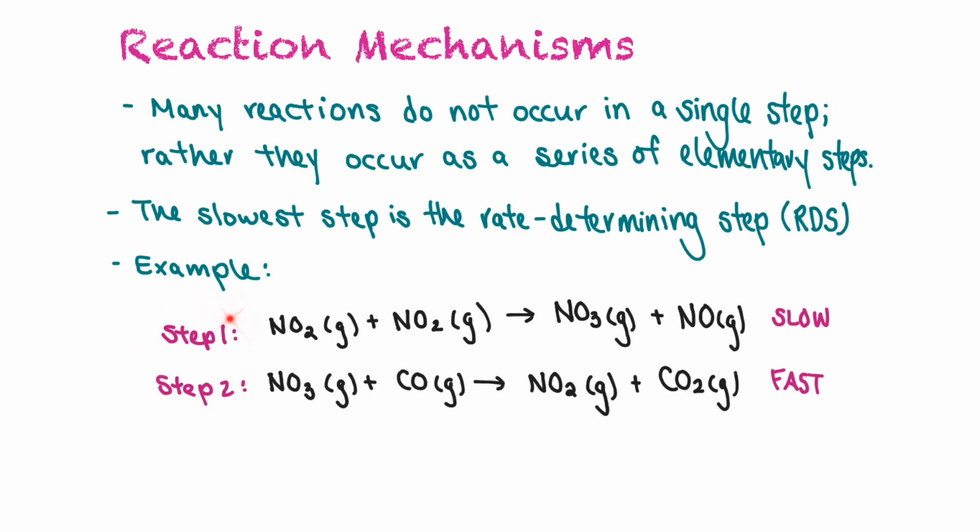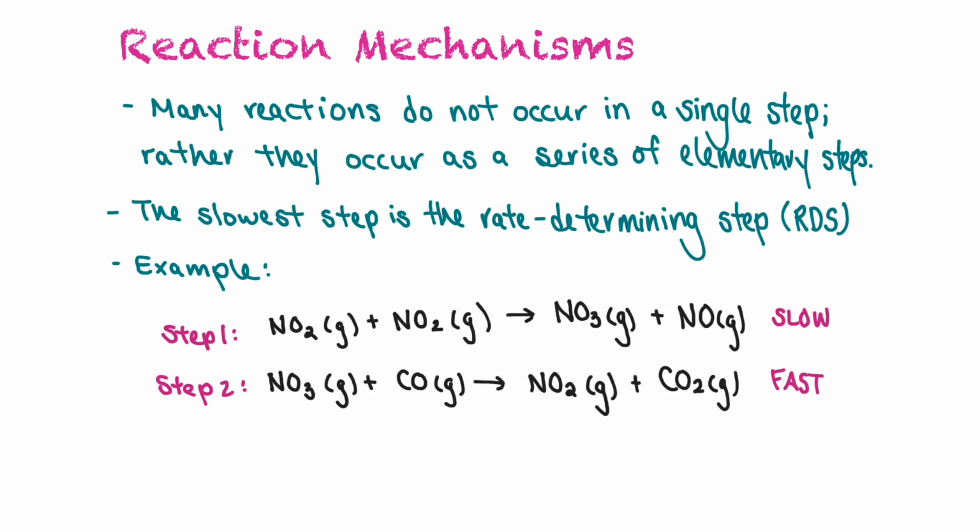So if we look at our example, our first step here, we have two NO2s reacting to form NO3 and NO. This reaction is slow. In step 2, the NO3 and carbon monoxide react to form NO2 and carbon dioxide. This step is fast. But step 1 will be our rate determining step because it is the slowest.